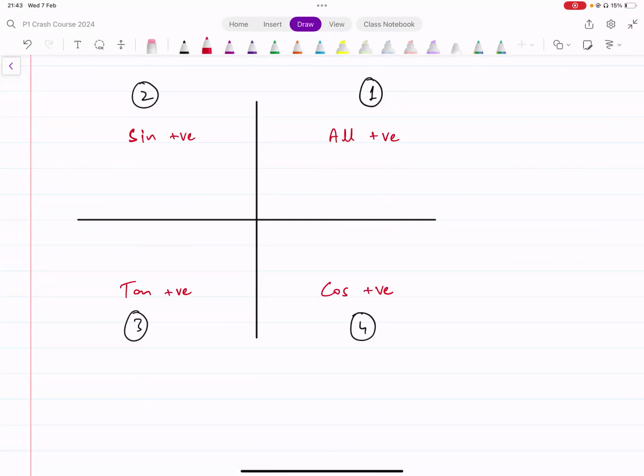So in the first quadrant, we are saying all functions are positive. Sine, cos, tan, all are positive. In the second quadrant, we are saying only sine is positive. In the third quadrant, we are saying only tan is positive, the other two are negative. And in the fourth quadrant, we are saying only cos is positive and the other two are negative. This is something that you need to remember now. You can remember the initials like this, A, S, T, C.